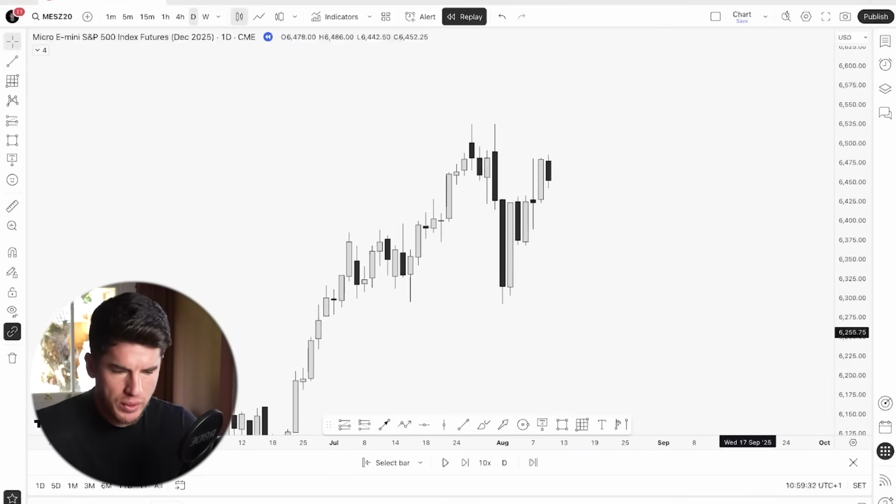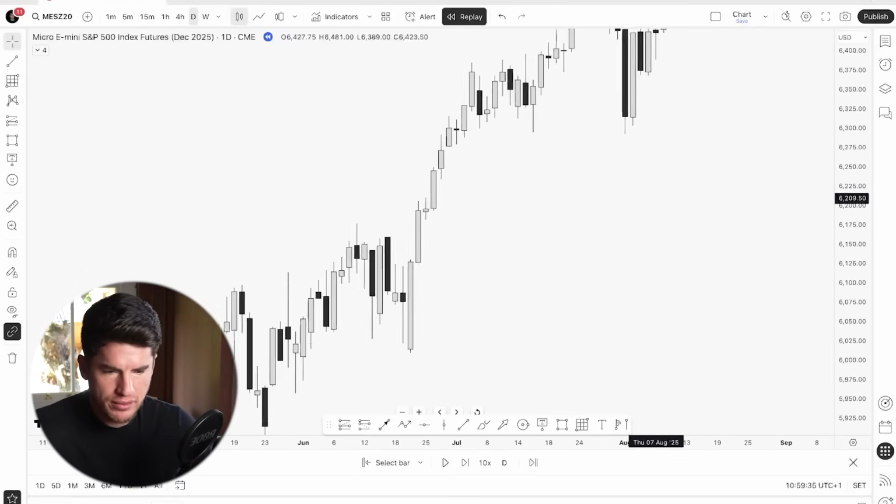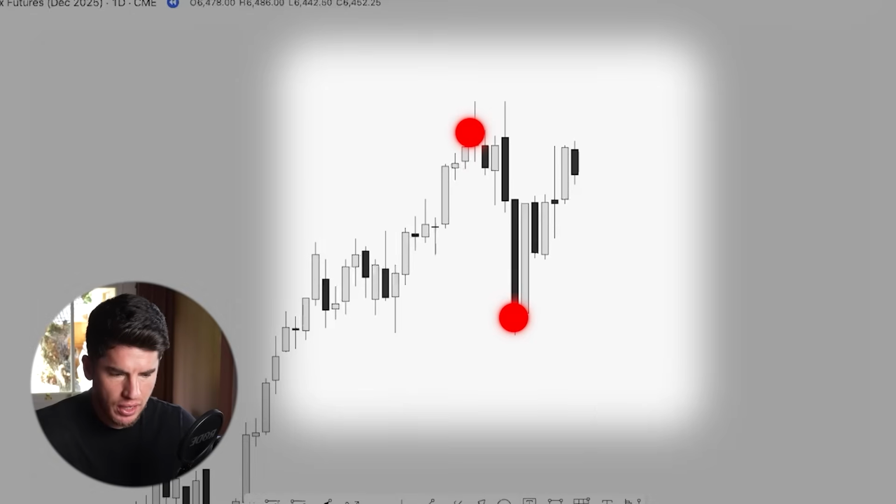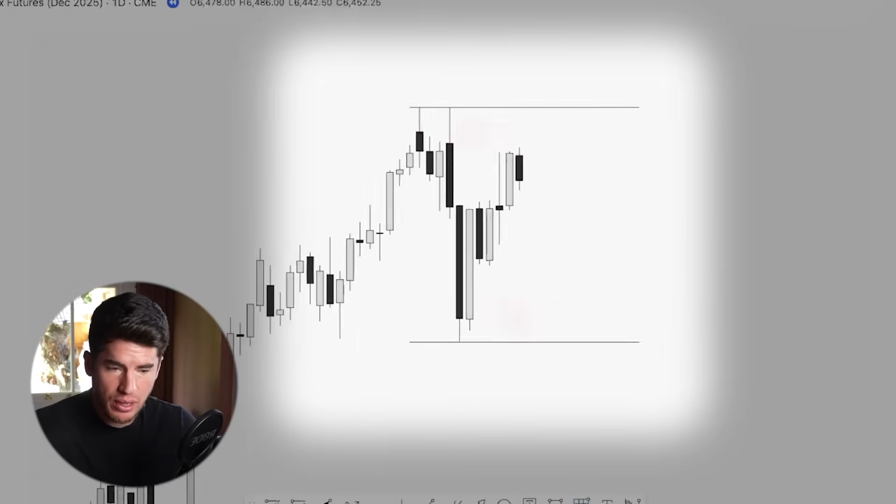This is a daily chart. We can see that we are in a bullish trend. Price is creating higher highs and higher lows. Let's mark out the dealing range using a Gann box, and we can see this is our dealing range.